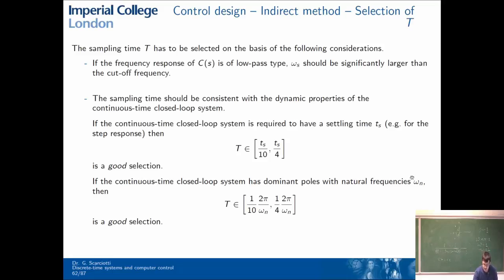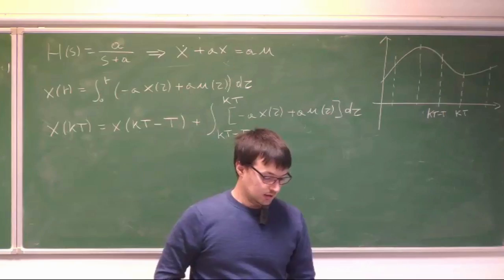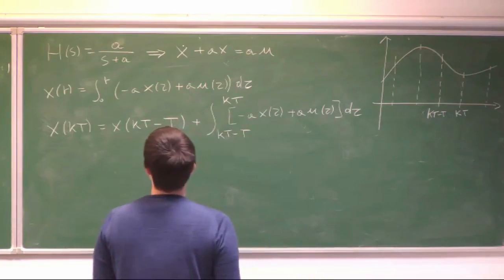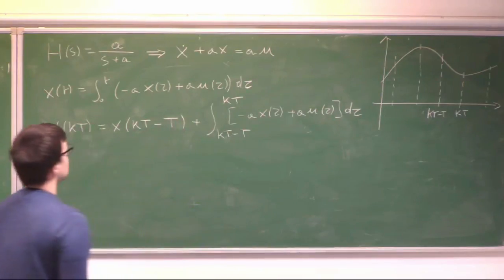So we have discussed how to select the sampling time. Now we want to discuss a different type of discretization algorithm. So we have a selection of discretization algorithms, and now we are going to see how to derive, how we have found these discretization algorithms. To explain the discretization algorithm, we look at the board, okay? And we start with a simple example.